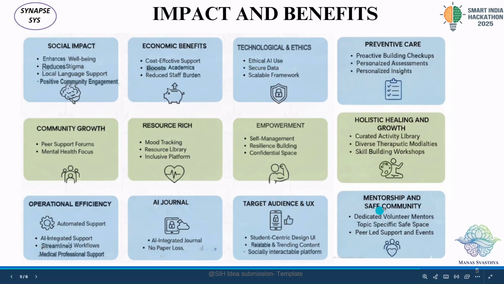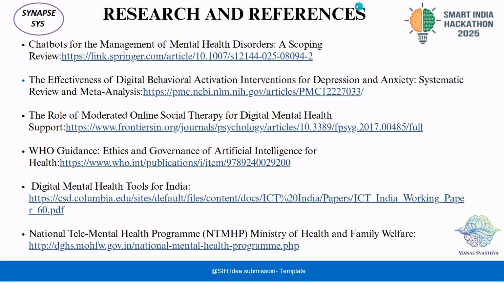These are the impacts and benefits, most important being a very holistic and healing growth system, a community growth system with dedicated peer support and mental health groups, AI journal feature. Economically, it is a very beneficial and cost effective system, as I had explained earlier. It is preventive care, so rather than worsening their mental health, they could directly come to our website and prevent it through dedicated self-assessment. And yeah, our UI is very clean and student-centric. With that, judges, these are the research and references we have used for building our web application.